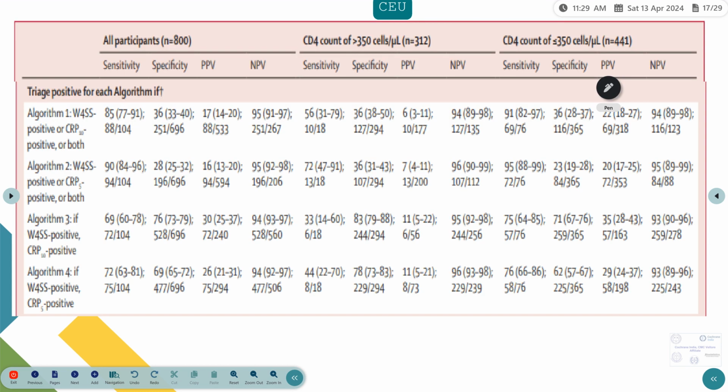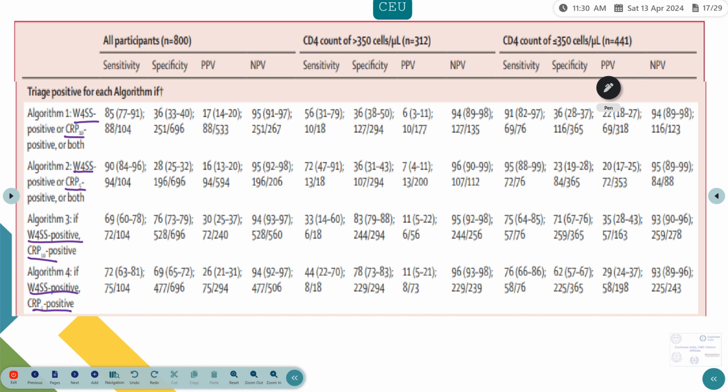Here we can see these are the four algorithms. Algorithm 1 was with the symptom score positive or the CRP positive at 10. Algorithm 2 was with the symptom score positive or CRP positive at 5. Algorithm 3 was if the symptom score was positive and in series, after the symptom score was positive, they would look for a CRP positive at a cutoff of 10. And algorithm 4 is symptom score positive and in series CRP cutoff of 5.